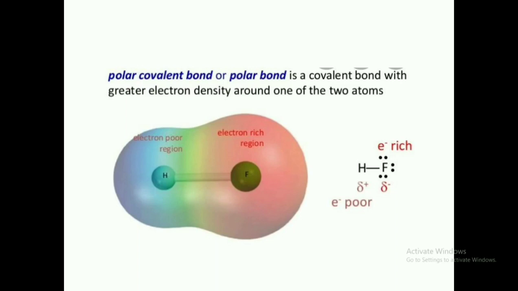We can say that hydrogen is an electron-poor region, but the surrounding of fluorine is an electron-rich region. That means the bonded electron is attracted by fluorine, or fluorine attracts the electron cloud towards itself, due to the property of electronegativity.